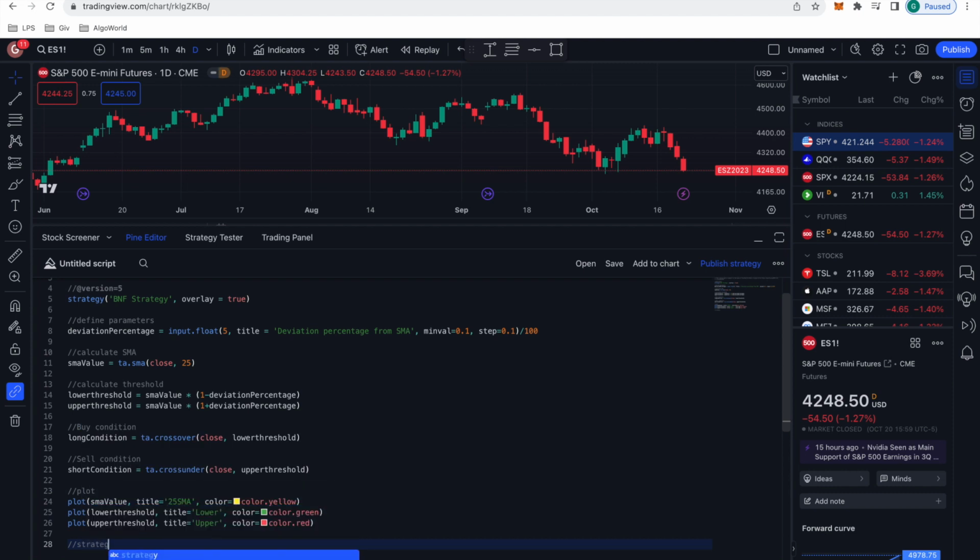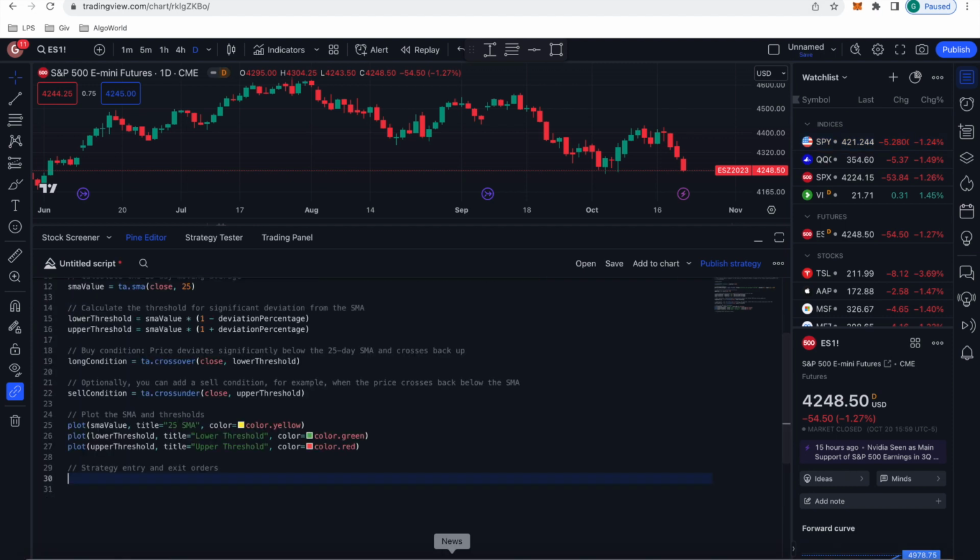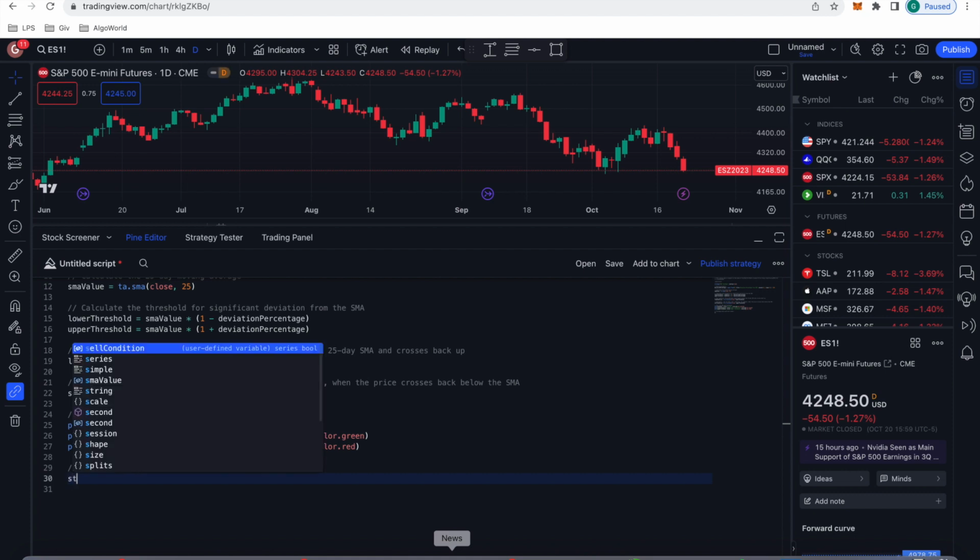Strategy, enter, exit. All right. Technical difficulties. I think I kept it in just so you guys can see what happened. Anyway, strategy dot entry.